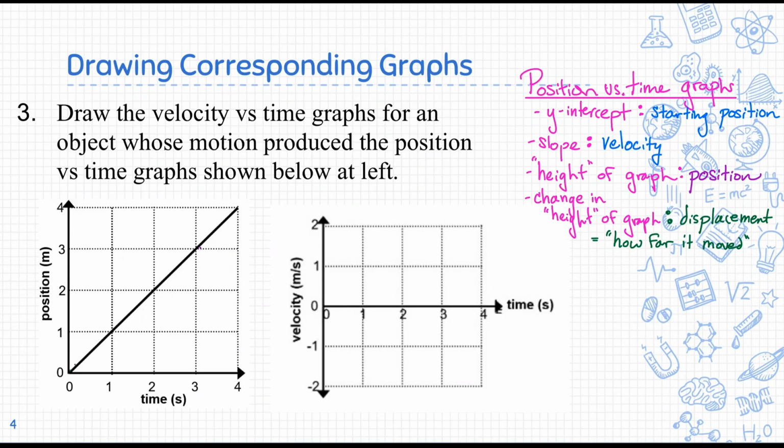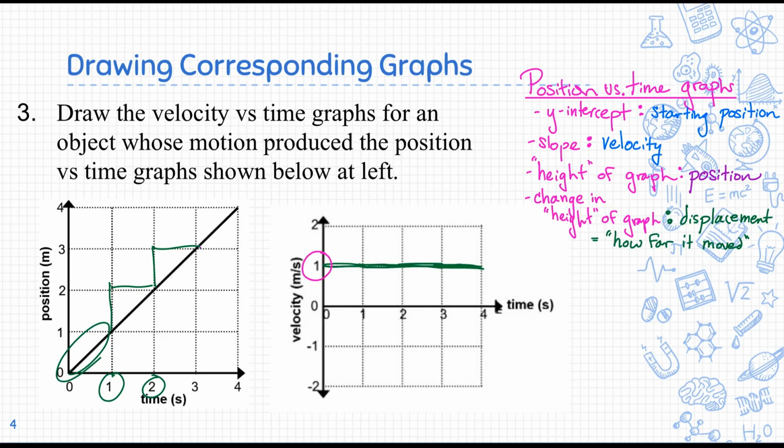And you'll notice here that between 0 and 1 second, the slope is 1. Well, that means that my velocity would be 1 between 0 and 1 seconds. And then between 1 and 2 seconds, the slope is still 1 because it goes up 1 over 1. And between 2 and 3 seconds, the slope is still 1. And between 3 and 4 seconds, it's still 1. So I'm going to end up with a horizontal line for my velocity versus time graph at a height of 1 meter per second.